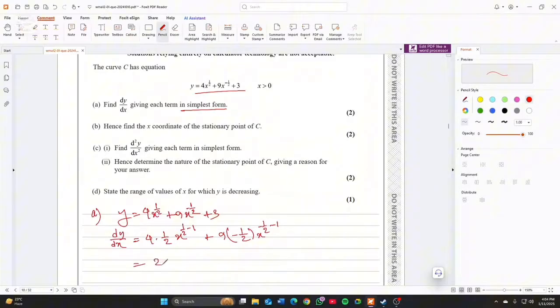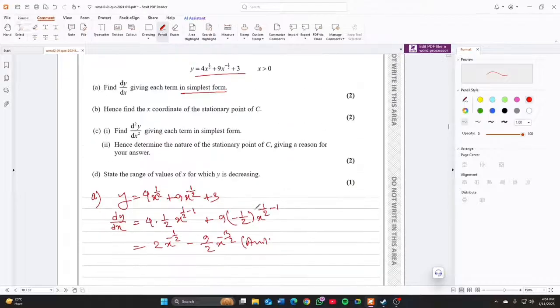So this is 2x^(1/2 minus 1), which is minus 1 by 2, minus 9 by 2 x^(-1/2 minus 1), which is minus 3 by 2, and that is our answer. But if you simplify this further, you can write 2 over root x minus 9 by 2 root x cubed. Both are similar.